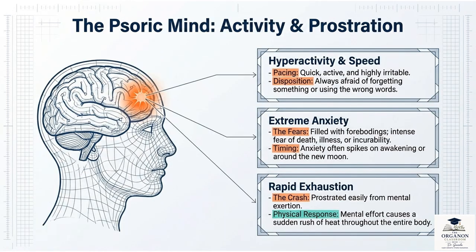अब सोरिक माइंड में क्या होगा, एक्टिविटी फॉलोड बाय प्रोस्ट्रेशन, मतलब एक्टिविटी वो अपने आप को इतना ज्यादा exert कर देगा that it ends up into exhaustion. ठीक है, both mental and physical is going to come on later. We'll talk about the mental first. ठीक है, so hyperactivity and speed, pacing, quick, active, highly irritable, disposition, always afraid of forgetting something or using the wrong words, extreme anxiety, the fears filled with forebodings, intense fear of death, illness or incurability, timing anxiety often spikes on awakening or around the new moon.